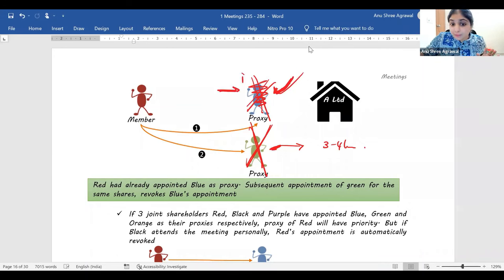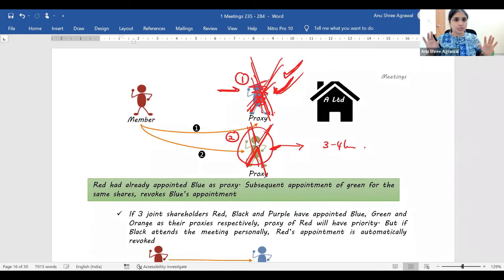I already appointed Blue as a proxy. Then I'm appointing Green as a proxy. Green's proxy form also I should submit to the company at least 48 hours before the meeting. If I do that, then Blue's appointment will automatically get revoked, and Green only will be the proxy. But if I submit Green's proxy form during the 48 hours, then Green's appointment will be invalid. Blue's appointment will still continue.